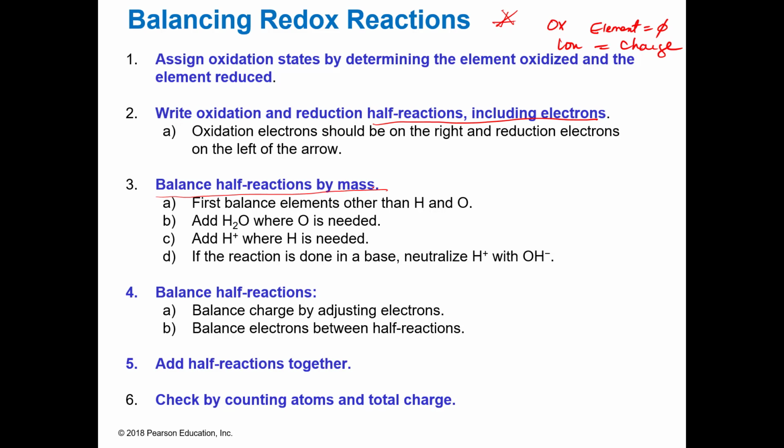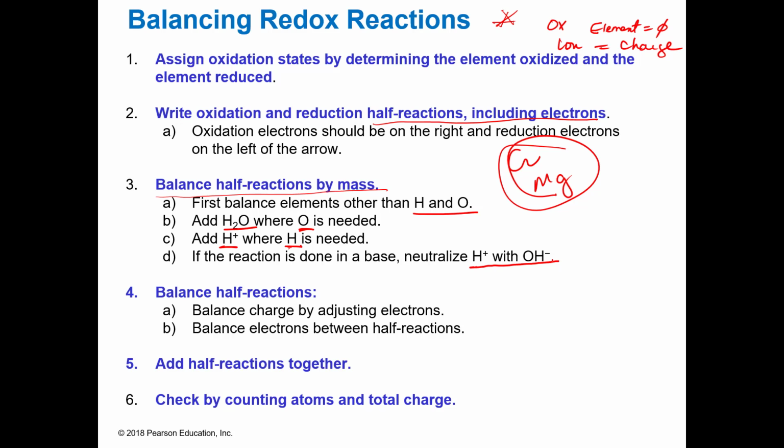And so you're going to balance the weirdos, I call them. So the actual metals that are involved, like chromium or magnesium or whatever you're using, okay? And then you are going to balance your hydrogen and your oxygen. You balance your oxygen by adding water, and you balance your hydrogens by adding H+. Okay? If it's done in a base, then I am going to, at the end, neutralize all my H pluses with OH minuses. And it's because it's in water I can do this, okay, because it all matches up.